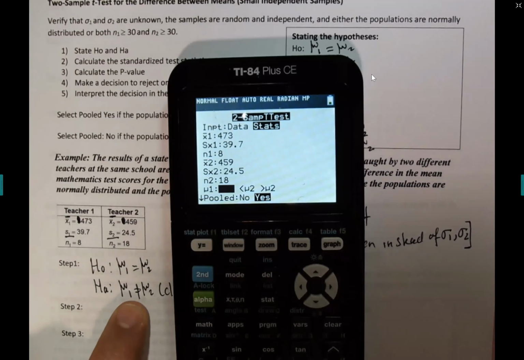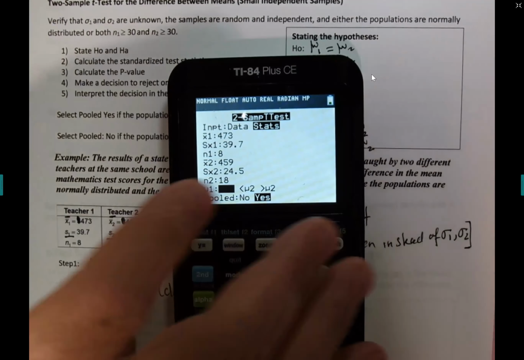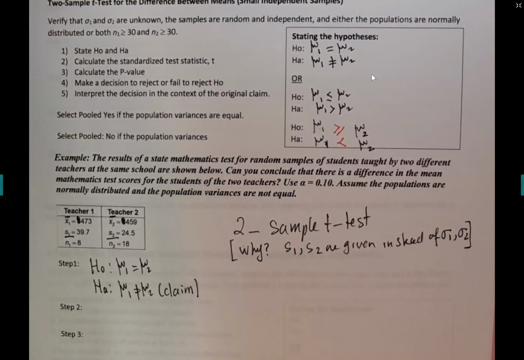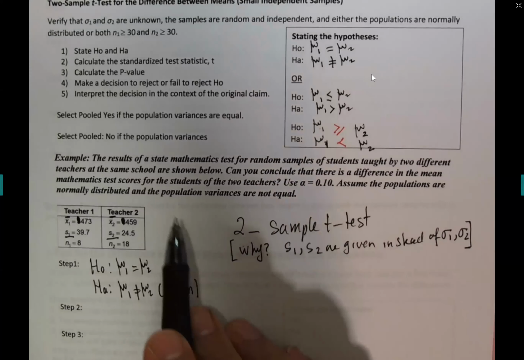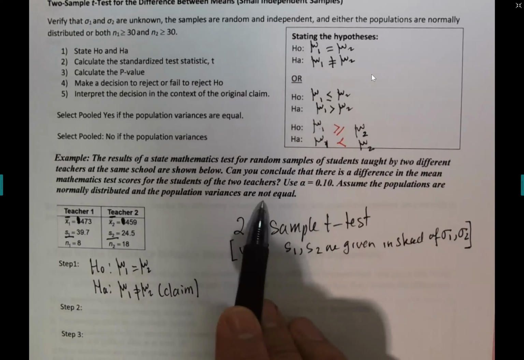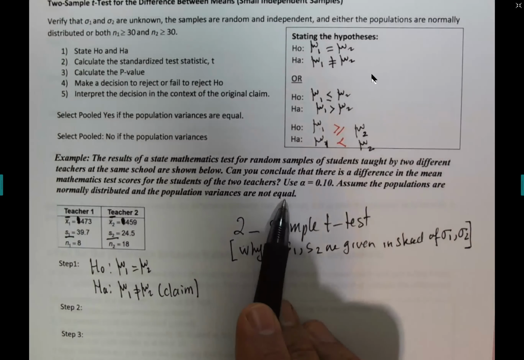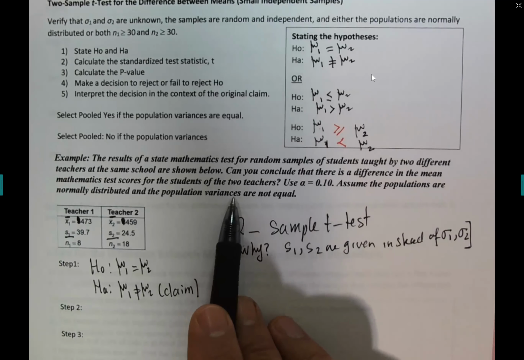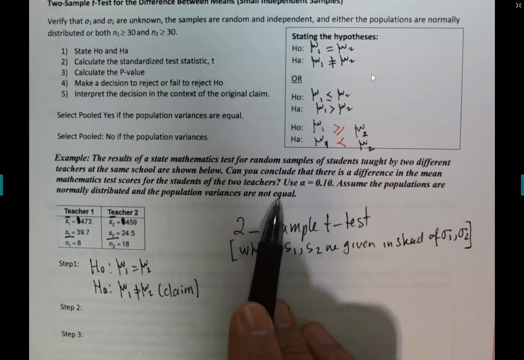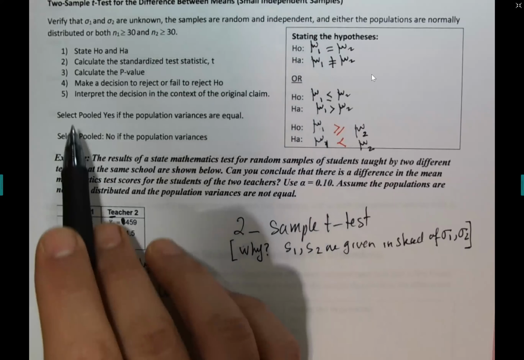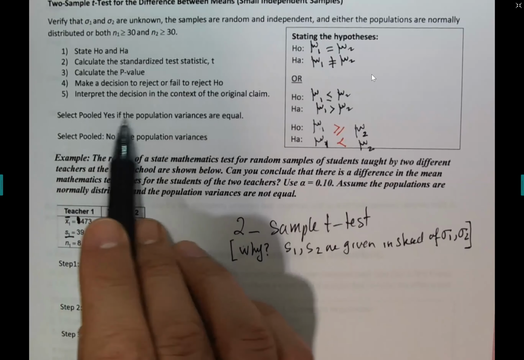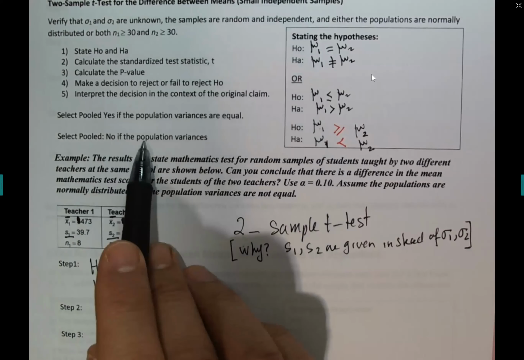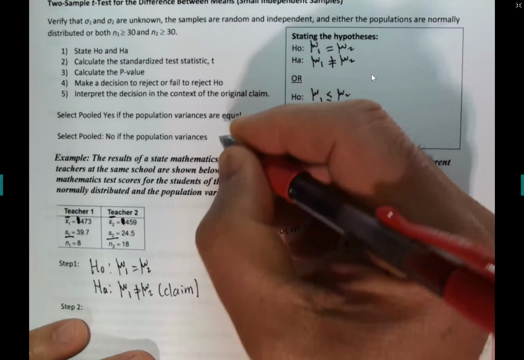And now pooled, do I choose yes or no? Let me show you how to decide on the pooled. So I'm going to just put this on the side for a second. If he mentioned in the problem that the population variances are equal, pooled is yes. If he mentioned in the problem that we assume that the population variances or population standard deviation are not equal, then pooled is no. So select pooled yes if the population variances are equal, and select pooled no if the population variances are not equal.